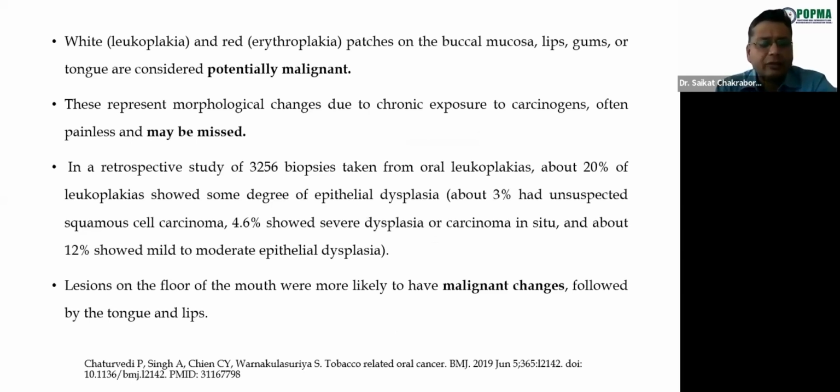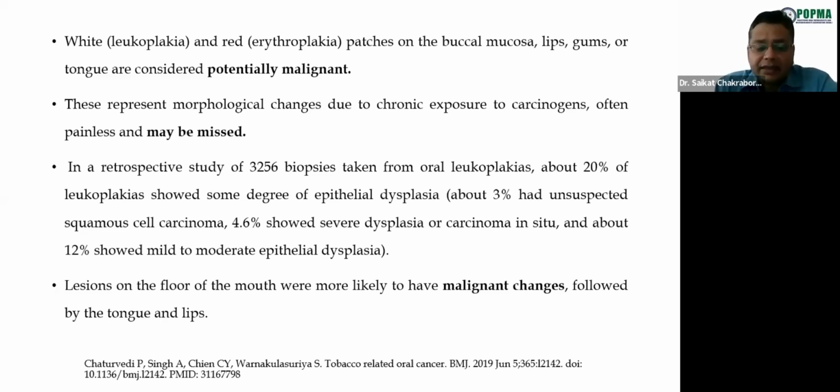So, this is a paper by Dr. Chaturvedi from TMC Mumbai. Basic things. What is a white patch? It is a leukoplakia. Leuko means white, plakia means patch. A red patch would be an erythroplakia. But they are potentially malignant, which means at present they might not look malignant, they might not be malignant, but they are potentially malignant. And more importantly, they may be missed.